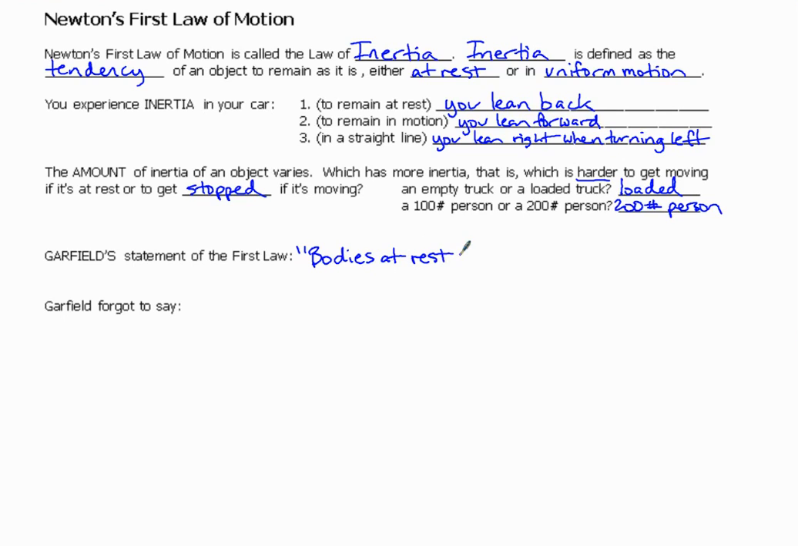Bodies at rest tend to stay at rest. Garfield left some things out here. For instance, bodies in motion tend to stay in motion.